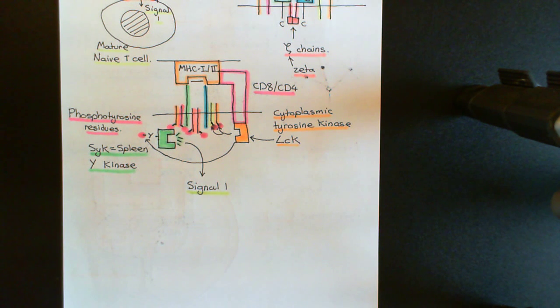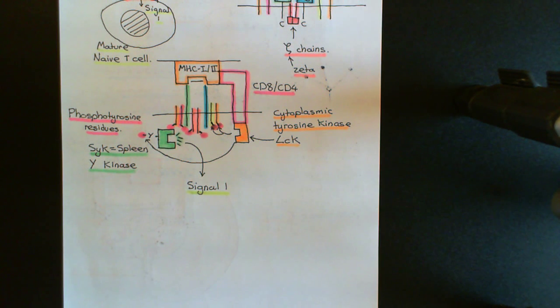It's going to phosphorylate this special tyrosine residue on the SYK enzyme and result in the activation of the SYK enzyme. The activated SYK enzyme is then going to phosphorylate loads of other protein targets, and that's going to deliver signal 1 to the mature naive T cell. Okay, so that's signal 1 of activation of T cells.